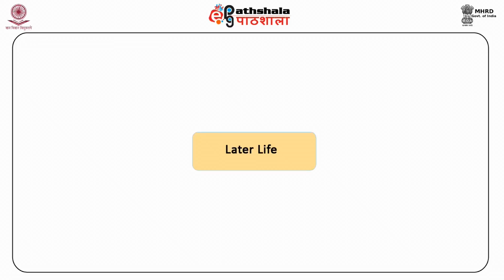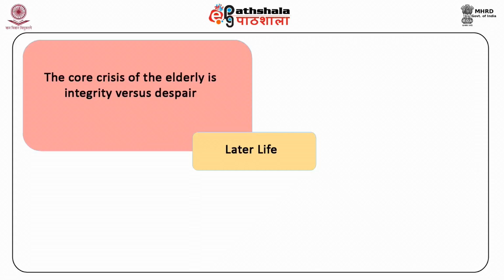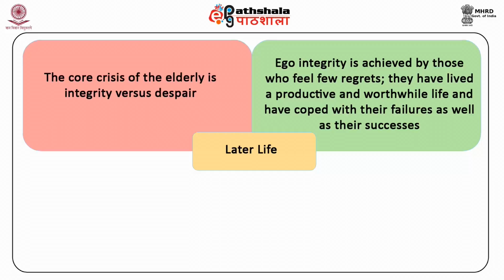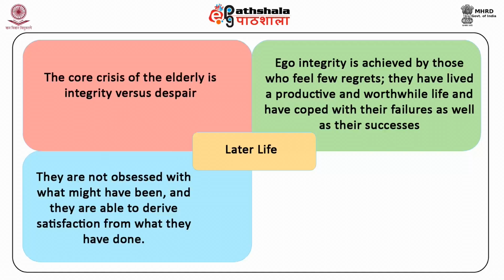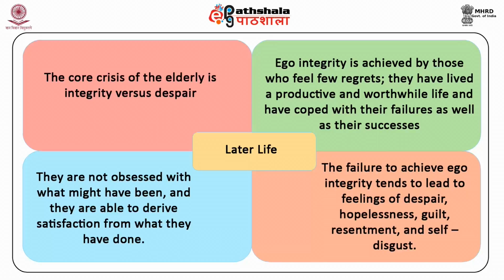Now, later life. According to Erikson, the core crisis of the elderly is integrity versus despair. Ego integrity is achieved by those who feel few regrets. They have lived a productive and worthwhile life and have coped with their failures as well as their successes. They are not obsessed with what might have been, and they are able to derive satisfaction from what they have done. They are able to view death as a part of the life process, and they can still find meaning in how they are living now. The failure to achieve ego integrity tends to lead to feelings of despair, hopelessness, guilt, resentment, and self-disgust.